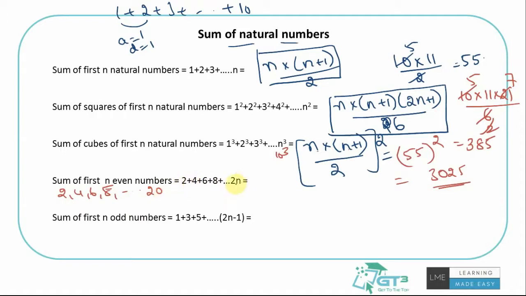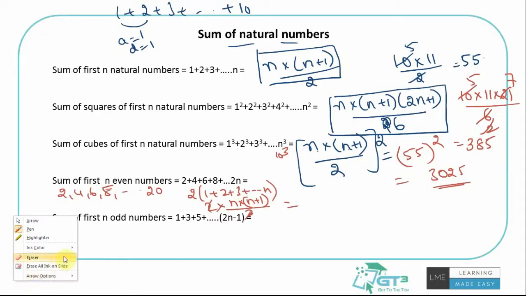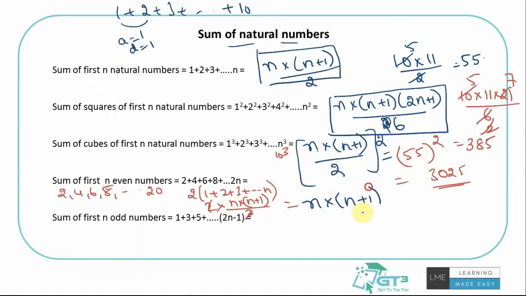The way to look at this is: if I take 2 common, I'll get 1 plus 2 plus 3 and so on up to n. Because I know this is n into n plus 1 by 2, and I have a 2 outside, they get cancelled. So simply the formula will turn out to be n into n plus 1. If it is up to 2n, 2, 4, 6, 8 up to 20, then n is 10, not 20. Keep that in mind. Using that, the formula would be 10 into 11, that is 110.